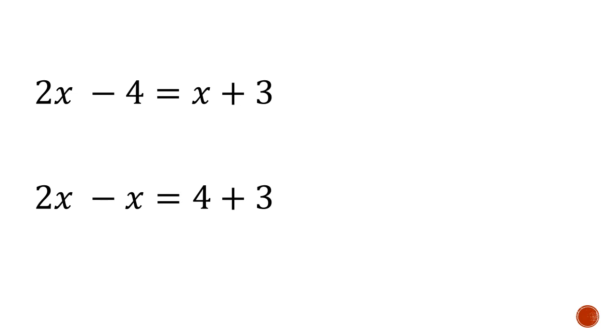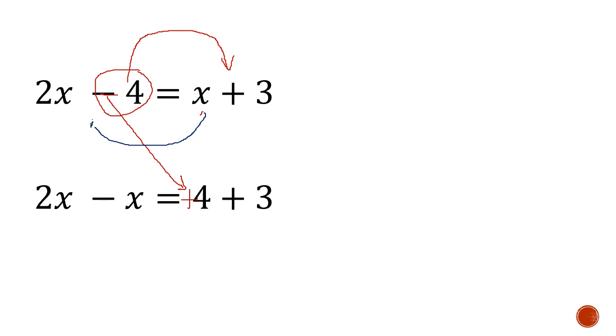So 2x minus x equals 4 plus 3. So what happens? We move negative 4 because negative 4 is a very low integer. So negative 4, we move going to the right side. If you notice, the negative sign has already changed to a positive sign. And the x on the right side, we move it going to the left side. So the positive value of x will now turn into the negative value of x. So we group the x's on the left side and the numbers without letters on the other side.